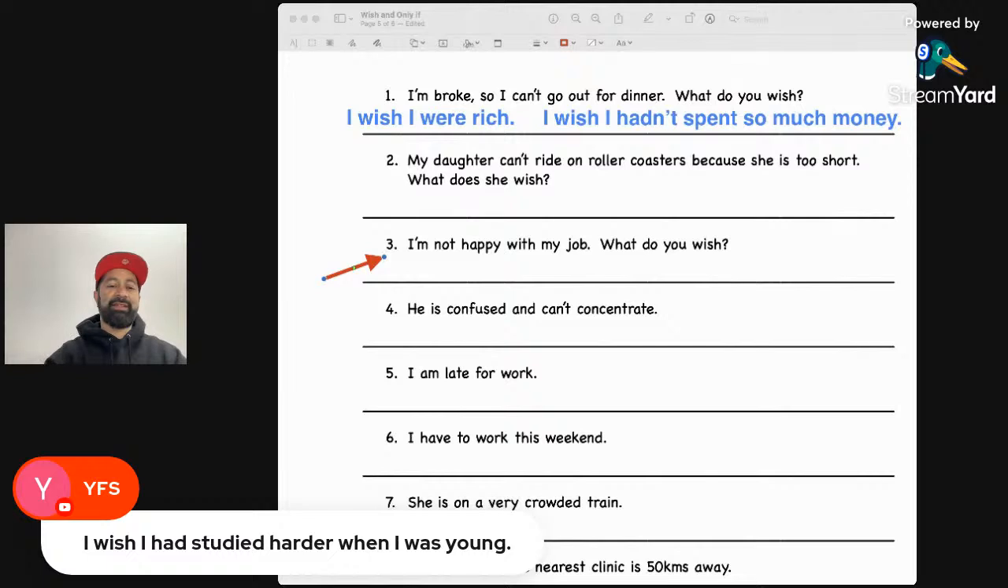YFS, I wish I had studied harder when I was young. This is using the past perfect style. You're talking about the past wish. Very good.